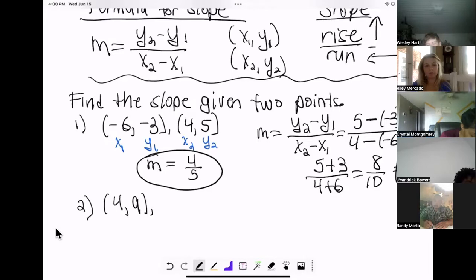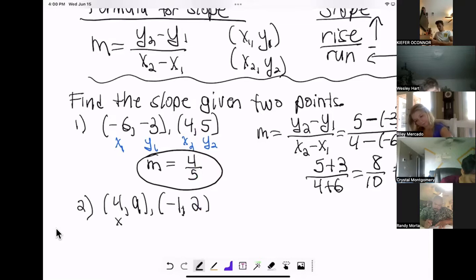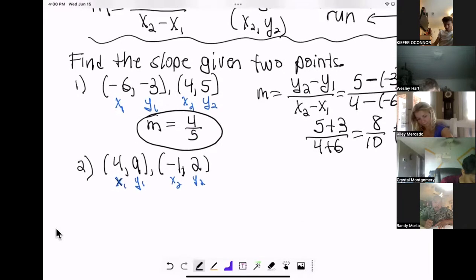4, 9, negative 1, 2. So again, if you're sort of new, you haven't done this in a while, label them. This is my first X, this is my first Y, this is my second X, and this is my second Y. And then again, if you haven't done this in a while, I highly suggest that you always write the formula down until you know it. M equals Y2 minus Y1 over X2 minus X1. And now we can start doing our formula.